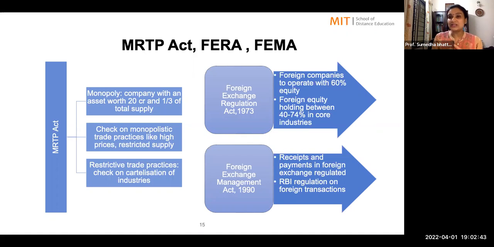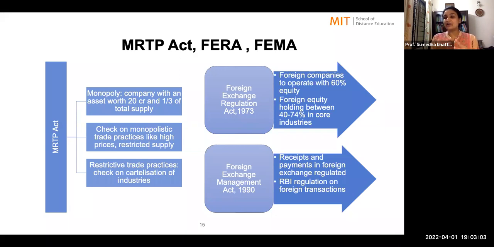That means monopolies were growing. Monopoly means a sole or single producer in the market, and obviously if you rule the market, then you have control over price and control over supply, and that means social welfare is at stake. So in order to take care of this problem, the MRTP Act was introduced.